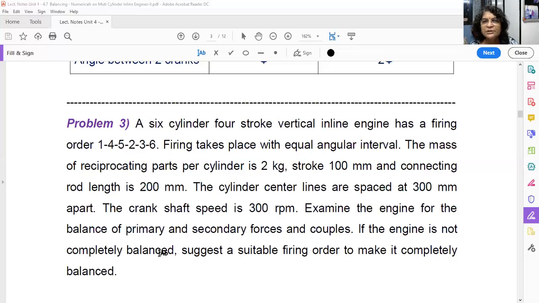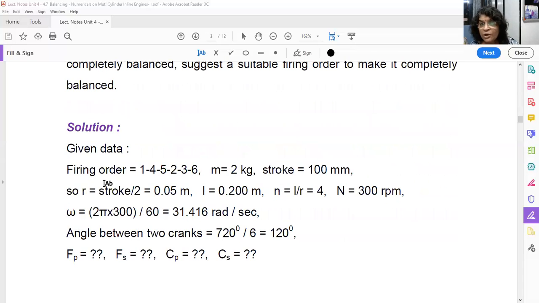Okay, so this is the given data. Firing order is given, that is 145236. Then mass of each cylinder is given 2 kg. Stroke is given 100 mm. Therefore, we can find out radius of the crank, that is stroke by 2, so it is 0.05 meter. Then length of the connecting rod is given 0.2 meter. So we can find out n, that is obliquity ratio L upon R, that is equal to 200 upon 50, that is 4. Then shaft speed is given, that is 300 rpm. Find out omega. Okay, so that is 31.41 radian per second.